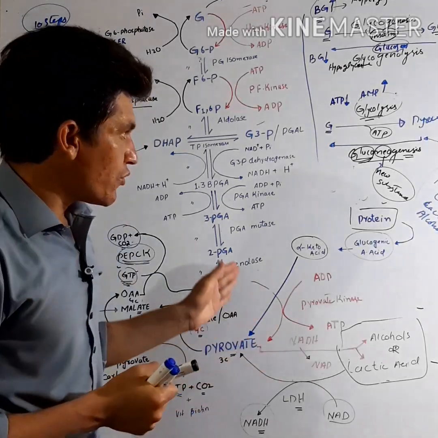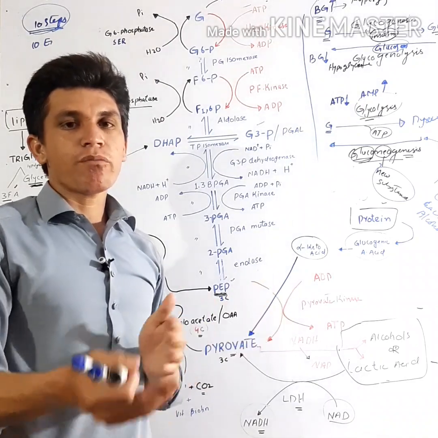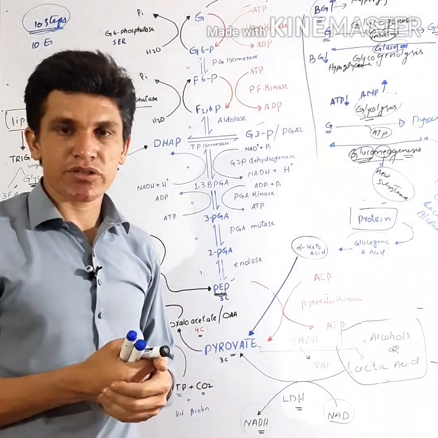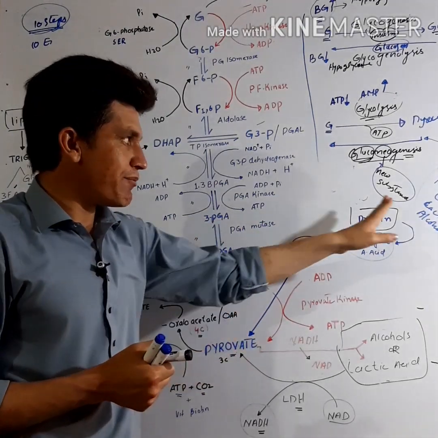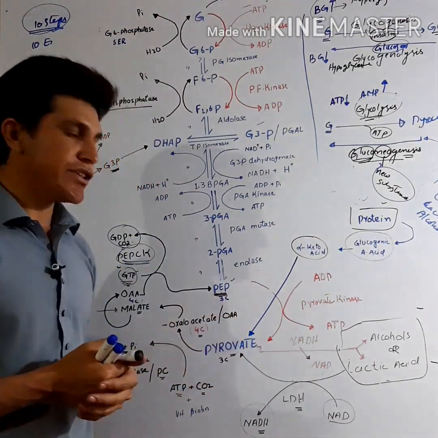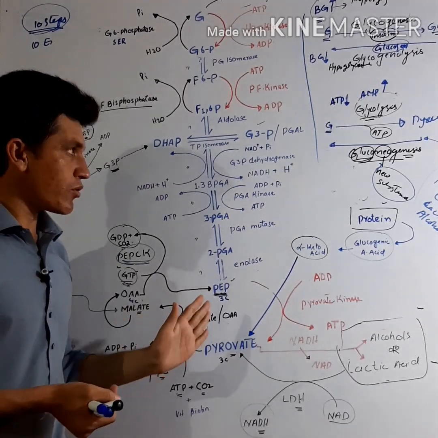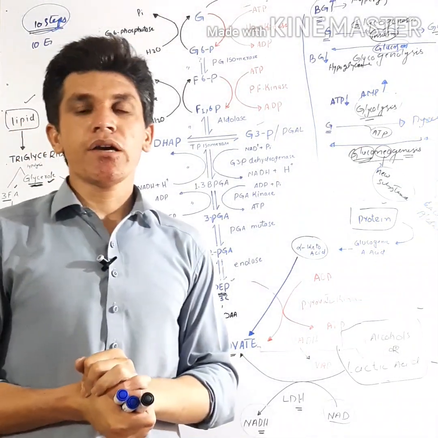So actually gluconeogenesis occurs to form glucose from non-carbohydrate substances. As I discussed, these substances may be protein, lipid, lactic acid, alcohol, or intermediates of the Krebs cycle. So this is something about gluconeogenesis.